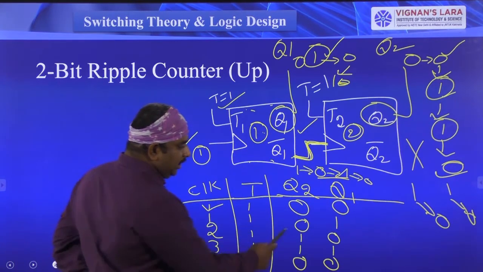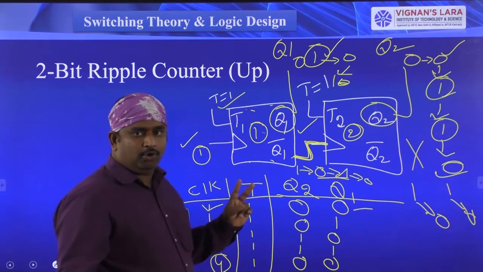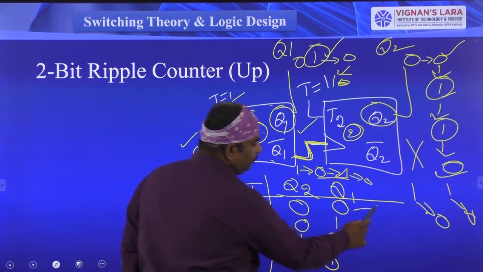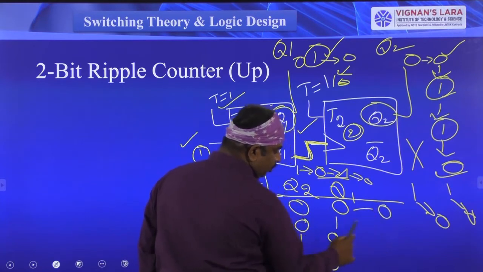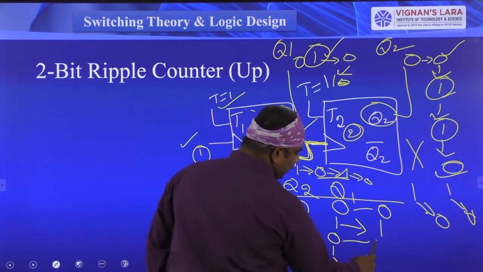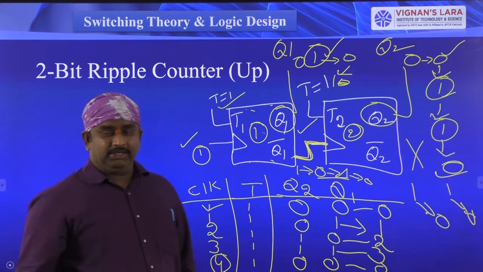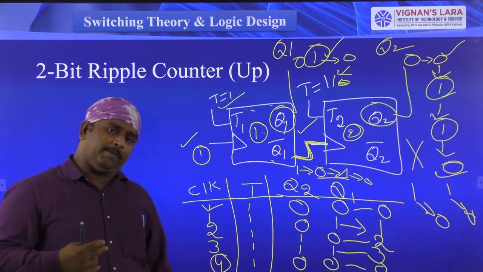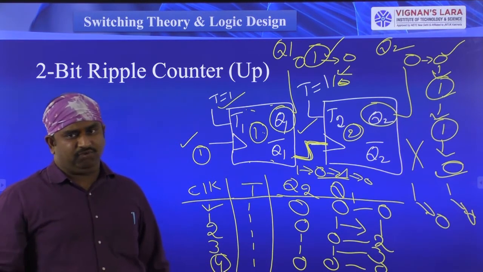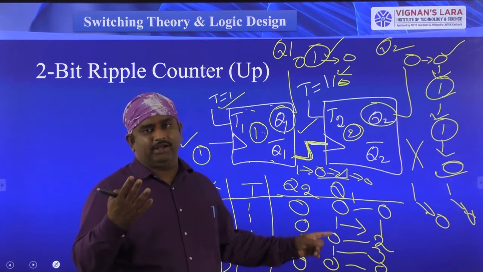Now see here, equivalent decimal values for the first combination. Here Q2, Q1, two outputs are available. So 0, 0, write down here 0 decimal value; 0, 1, the decimal value 1; 1, 0, the decimal value 2; 1, 1, the decimal value 3; 0, 0, the decimal value is equal to 0. Right? By using two flip-flops, you can represent the maximum possible combinations 4. So 0, 1, 2, 3. So you can count maximum 4 values only.